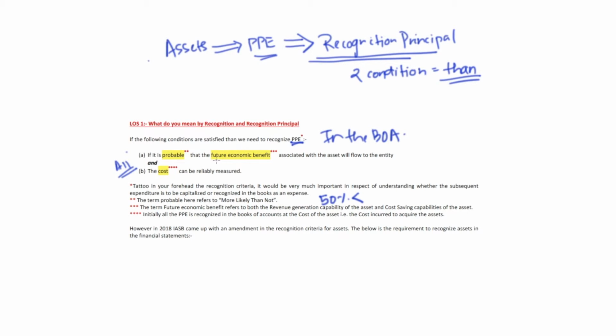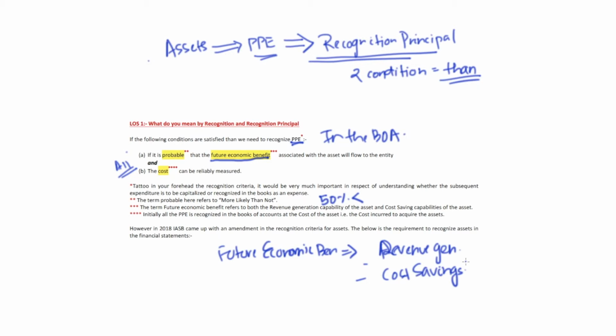Then the future economic benefit. What do we mean by future economic benefit? It means either revenue generation or cost savings. It can be a revenue generator or it can be a cost saver, but it has to provide an economic benefit to the entity. The third point is the cost can be reliably measured.